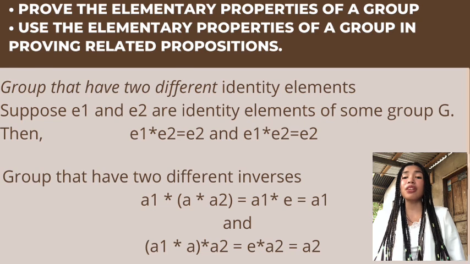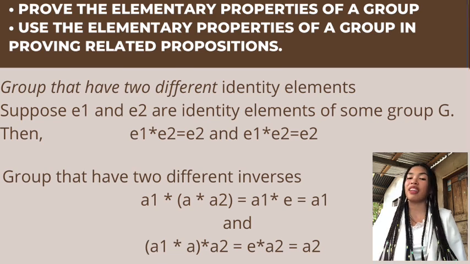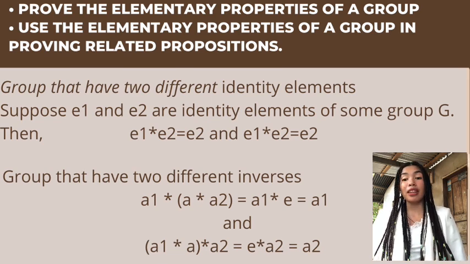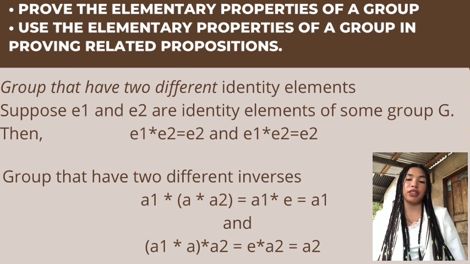By the associative law, A1 times (A times A2) is equal to (A1 times A) times A2. Hence, A1 is equal to A2. This shows that in every group, each element has exactly one inverse.